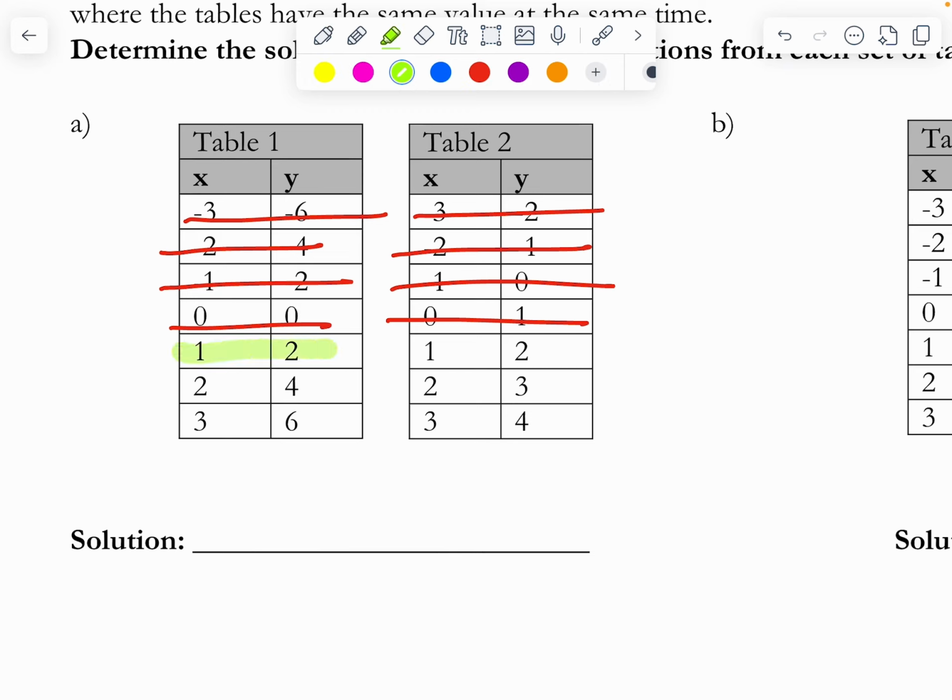So therefore, these are not my answers. But look at here. 1, 2, 1, 2. So that is going to be my answer. That's the common answer. These are true for them. They are both going to be true because that's the answer for both of them. So 1, 2, that's where they intersect.